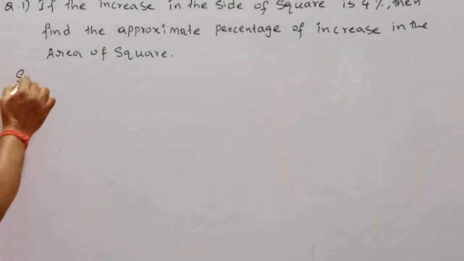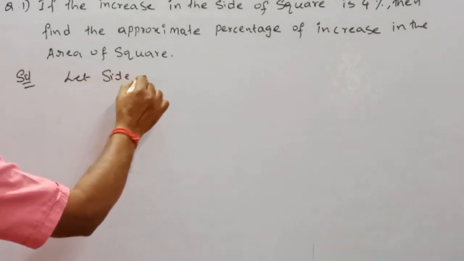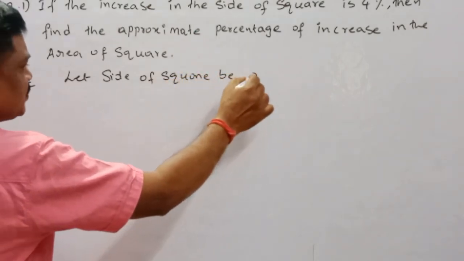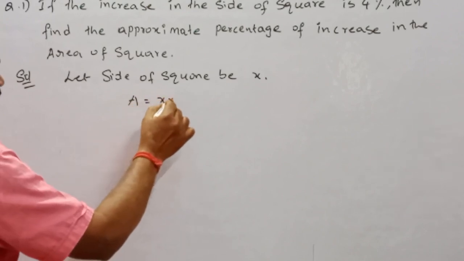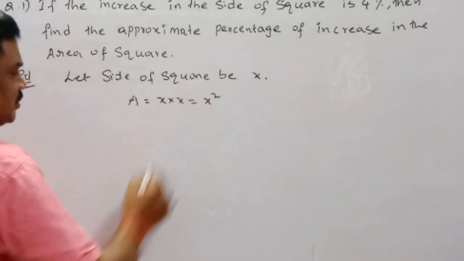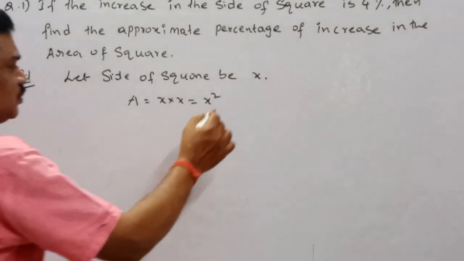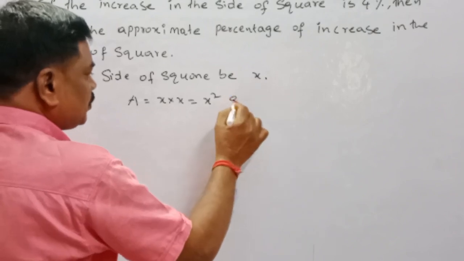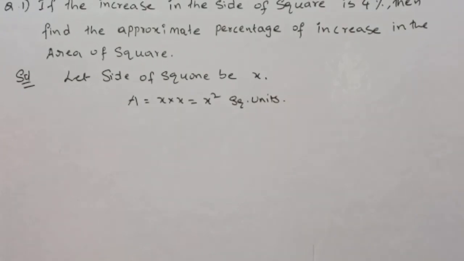You see here, let the side of the square be x. Then what is the area? Area is equal to x into x, which is x square. So x square square units. Okay, all of you. Then this is A.